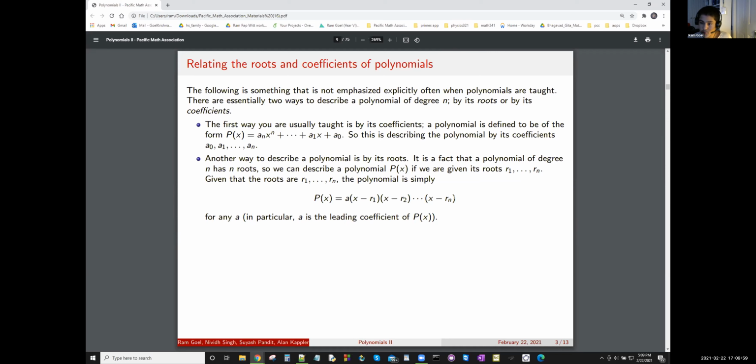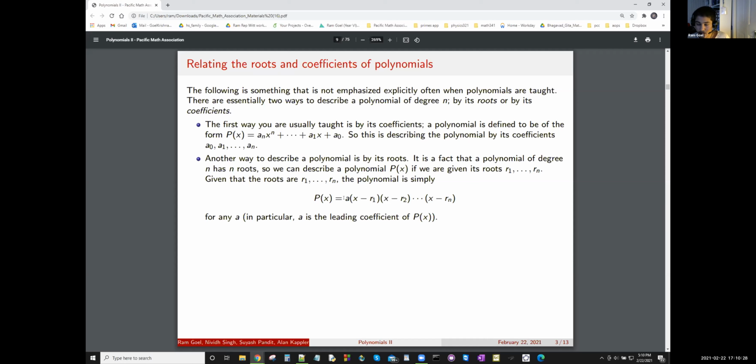If I told you the roots were r1 through rn, then that makes sense according to this polynomial, because whenever I plug those in, it gives 0. And why is this leading coefficient here? Well, if I change this from a equals 1 to a equals 2, then even when I plug in x equals r1, x equals r2, and so on, the product will still be 0. So this is a degree of freedom that we can't control.